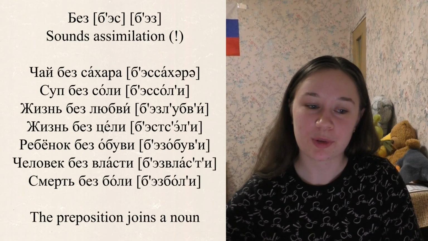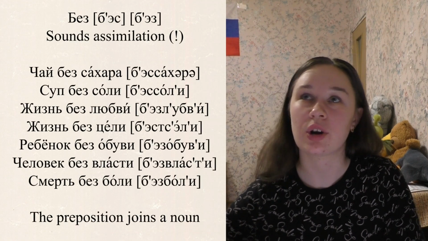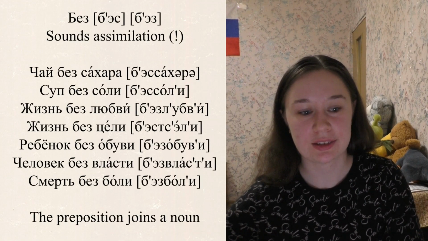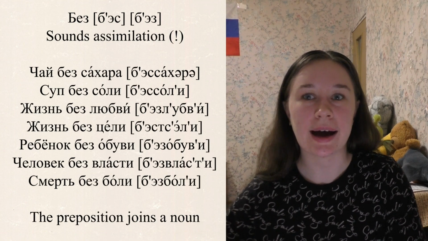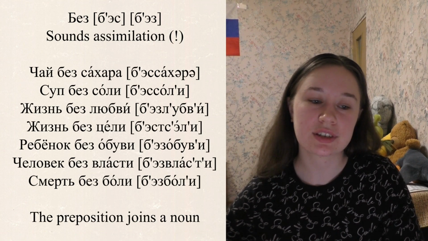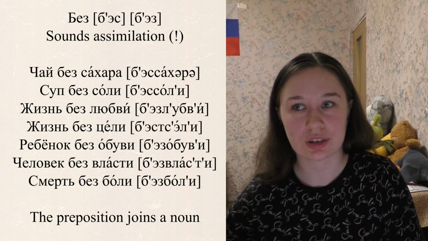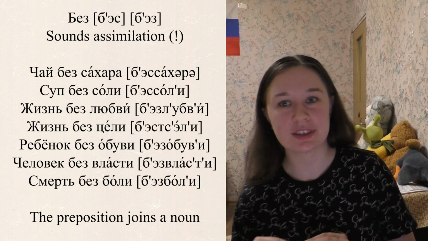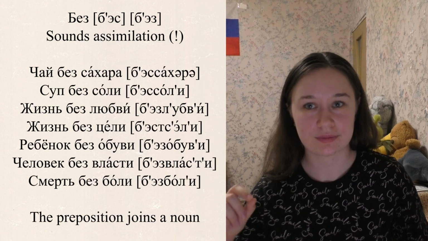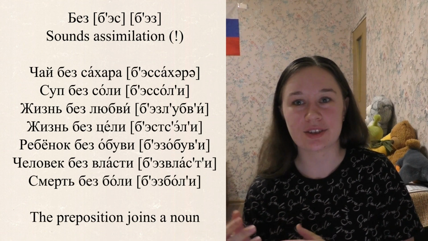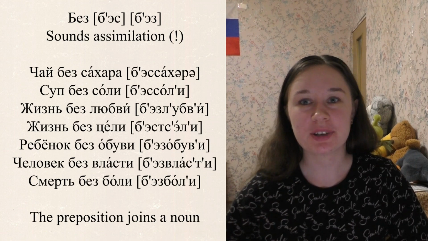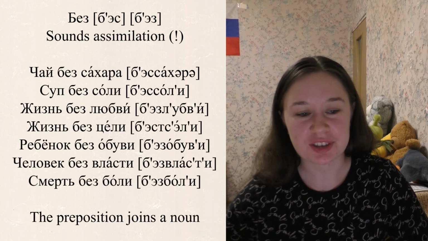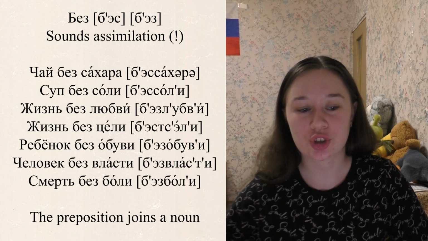The next interesting preposition, without. In Russian it sounds like без. And pay attention to how it sounds with different nouns. Sometimes it sounds like без, sometimes it sounds like бес. Voiced and voiceless. Чай без сахара. Tea without sugar.